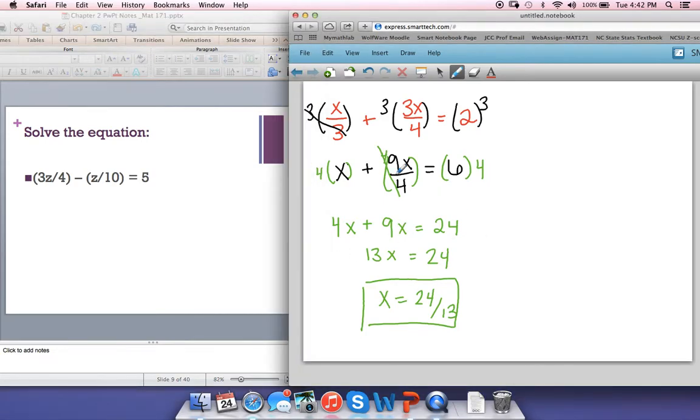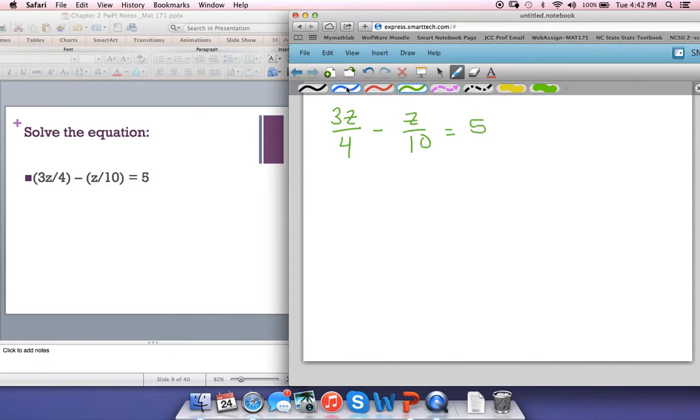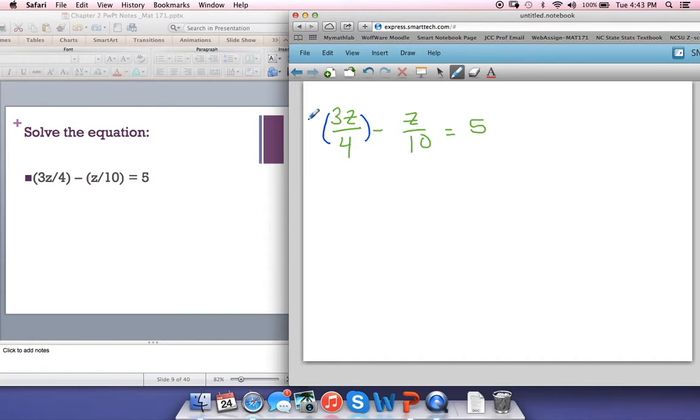All right, let's look at another example. 3z minus 4, divided by 4 minus z over 10 equals 5. Same idea. If you want to make least common denominators, I'm fine. Go ahead. But I personally like to multiply out my denominators. Makes my life a lot easier to do that. So I'm going to multiply every term by the first denominator I see.